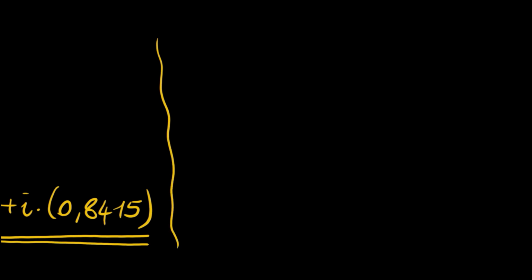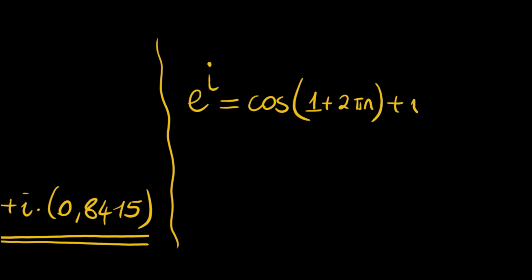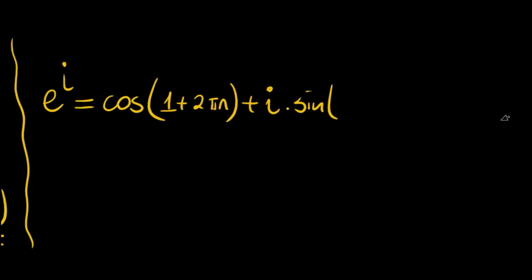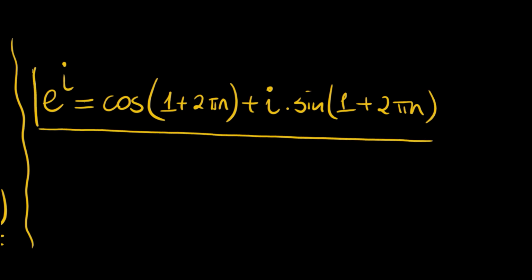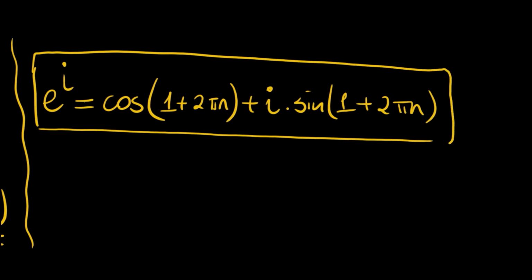Actually, the general result for this is e to the power of i is equal to cosine (1 plus 2 pi n) plus i times sine (1 plus 2 pi n). This n is any integer. This is the general result for n being any integer.